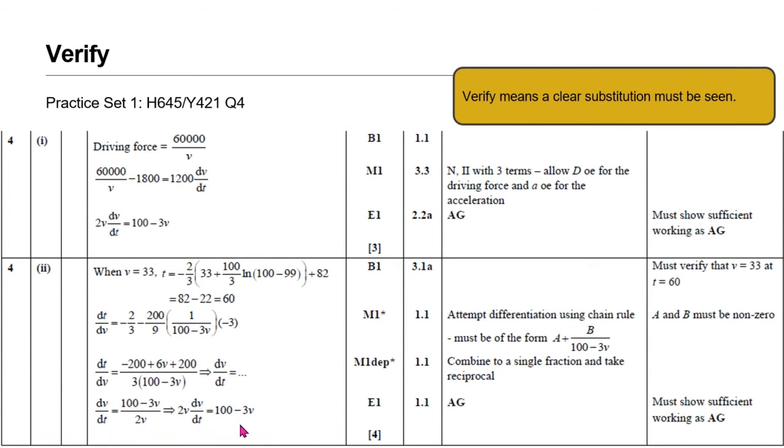So here is the scheme for this, just focusing on part 2. You can see that the scheme starts with the boundary condition. It doesn't have to, it doesn't matter which way around the candidates do this. And one of the method marks is dependent on the other one.